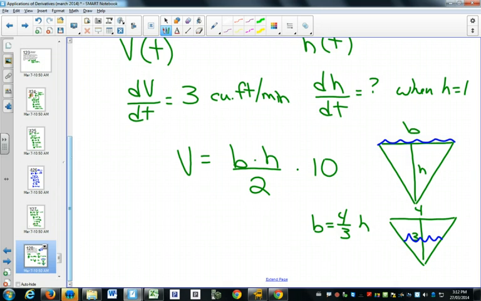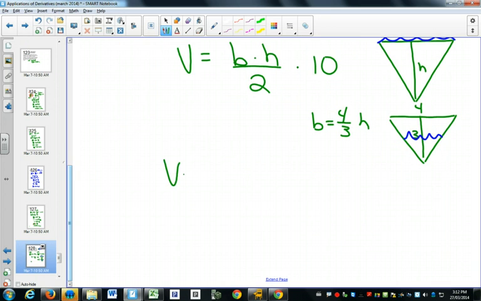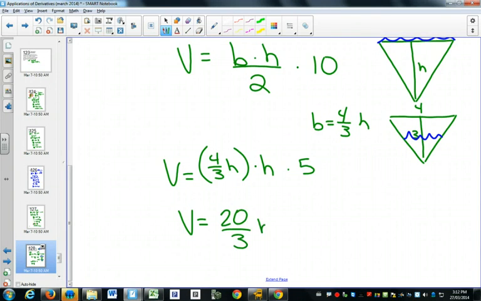So now we can go back to our formula, and instead of writing base, we can write 4/3 of the height. So volume equals 4/3 height times height, times 10 divided by 2, which is 5, so we don't have fractions and fractions. Is that okay? And if I multiply this all out, I've got my volume is going to be 20/3 h squared.